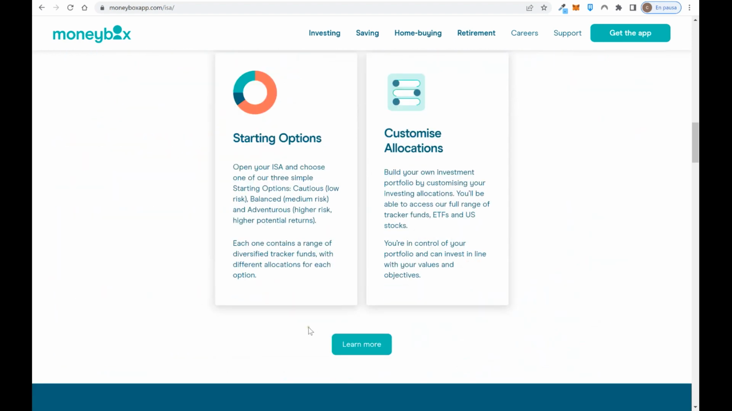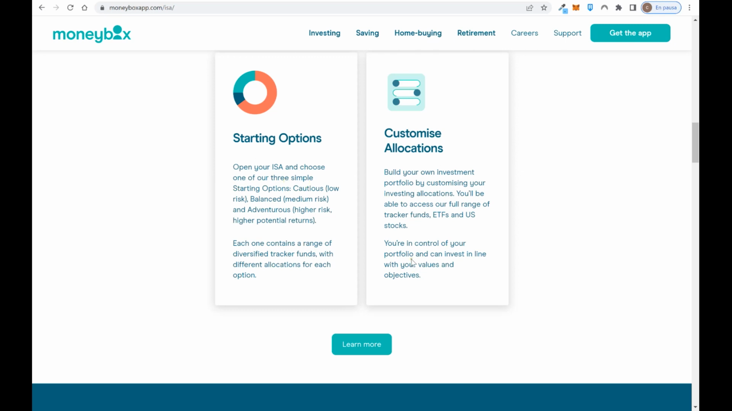You open the account and you have to decide if you want to use the starting options. If you are a beginner, you can decide, as explained before, if you are a cautious, balanced, or adventurous type of investor, and the company is going to select the different allocation that is more useful for you.